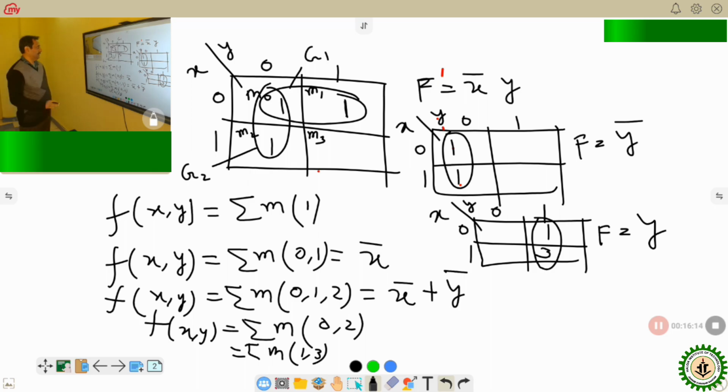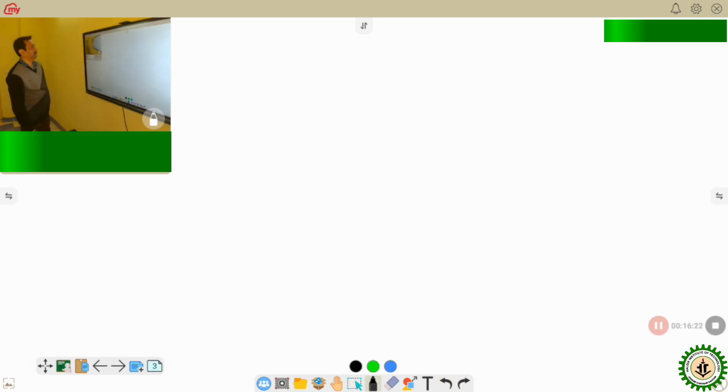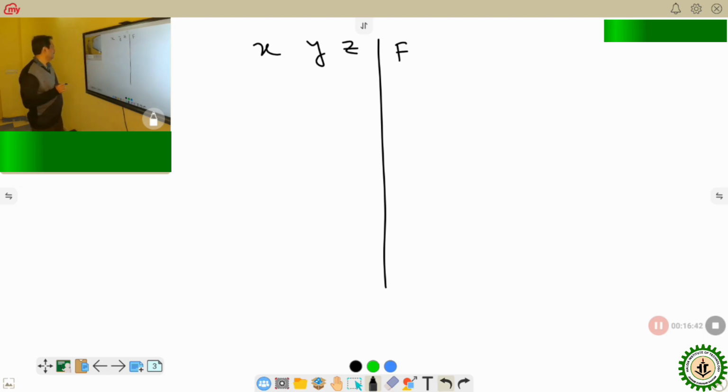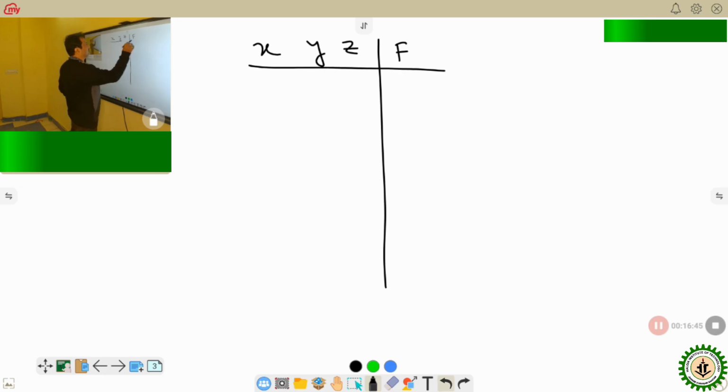Okay. Next, I want to discuss another important parameter, that is 3 variable. Before discussing the 3 variable, I will discuss what the minterm positions of the 3 variable are. 3 variable means 3 inputs are there. So inputs are x, y, and z, and this one is output. Now, if I consider the 3 variable, we know how many possible combinations there are: 2 to the power 3, which means 8.